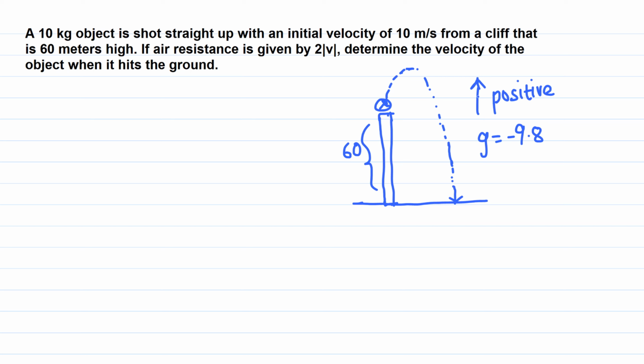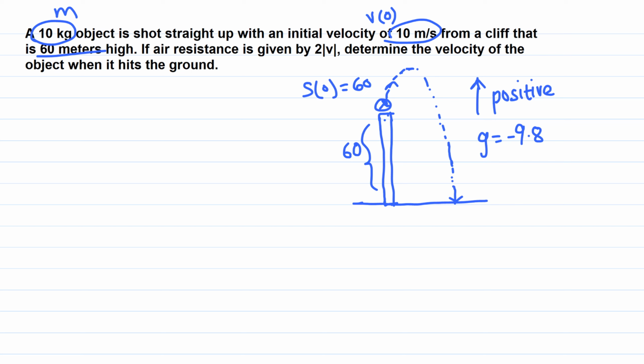Okay, so going up is positive, so our acceleration due to gravity is now negative 9.8 meters per second squared, and we have the mass, 10 kilograms. Initial velocity, v at 0 equals 10, and 60 meters high means initial height or position is 60. This is the air resistance.